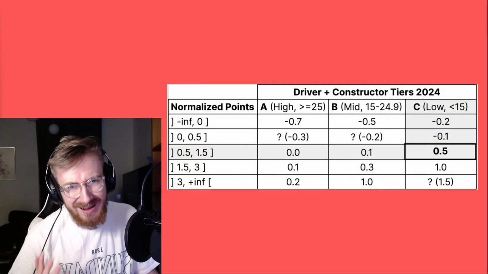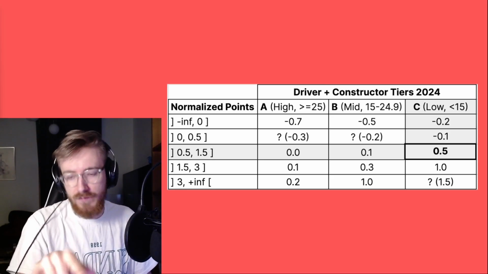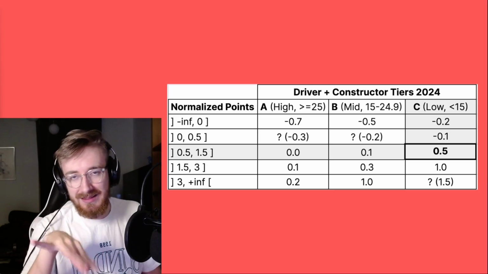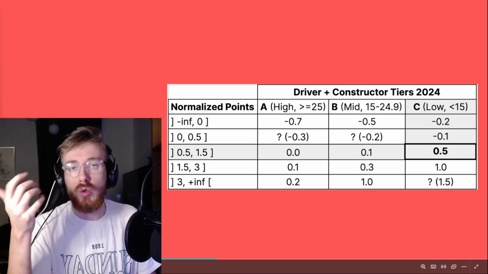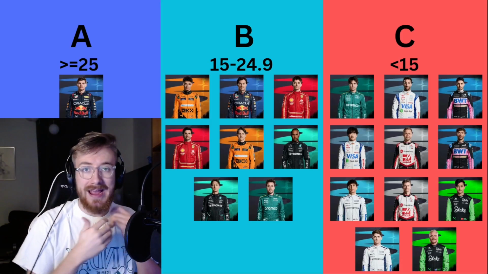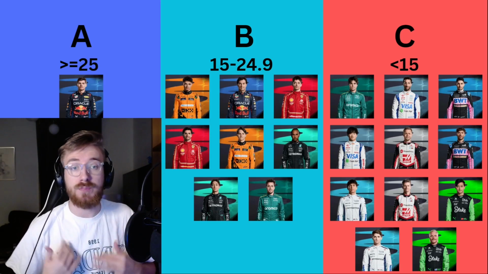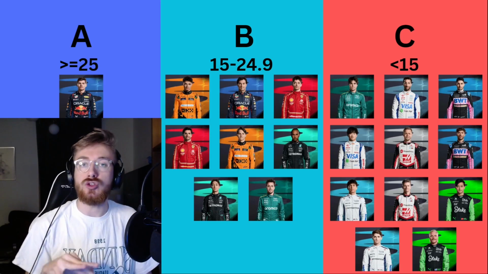So let's try and understand this together, shall we? The first thing that you need to be aware of is that all of the assets in the game, all the drivers, all the constructors, are sorted into tiers. We have the A tier, we have the B tier, and we have the C tier. And these tiers are based on the price of an asset going into a race week.